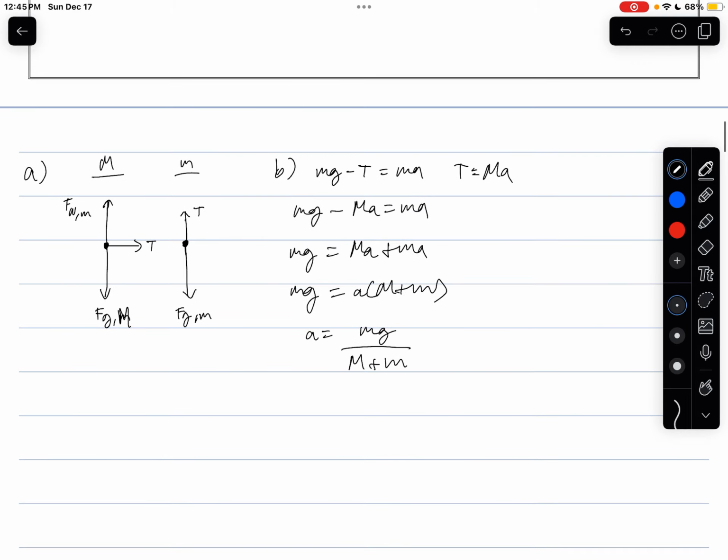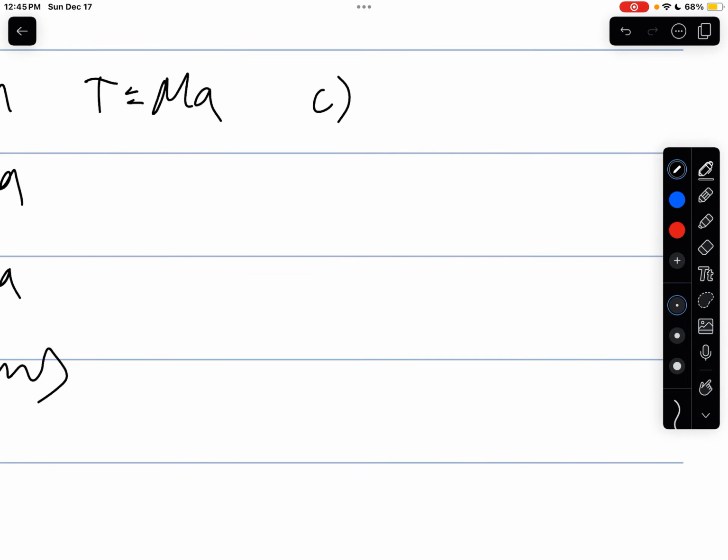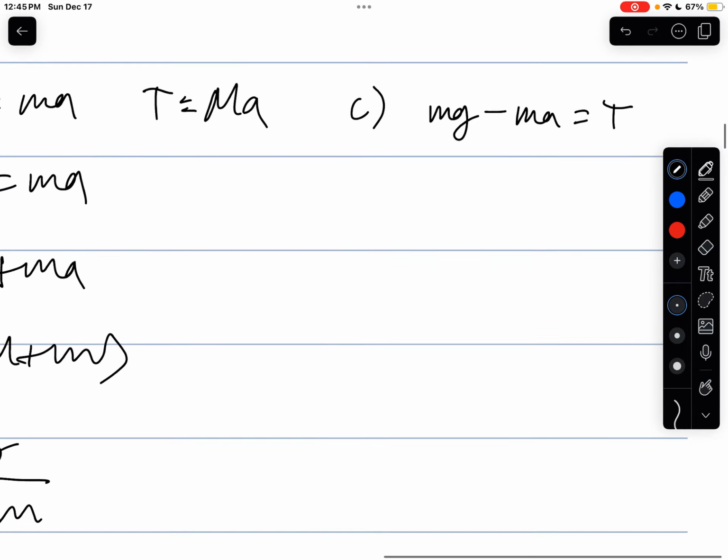And then for part C, I have to derive an expression for tension. So then I know that, let's do it over here. C, I know mg minus ma equals T. So then I just solve for T. Oh wait, that is it. Yeah, that's it for T.